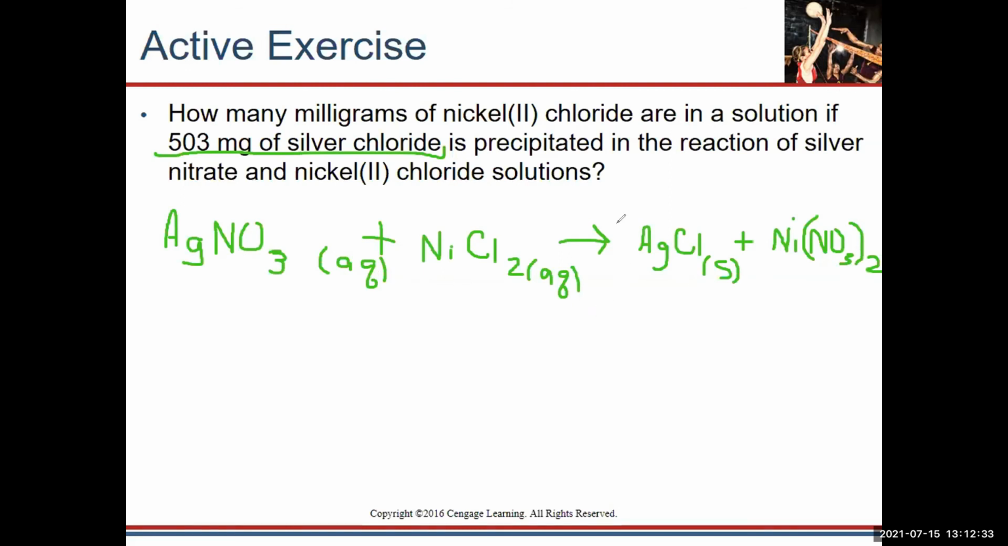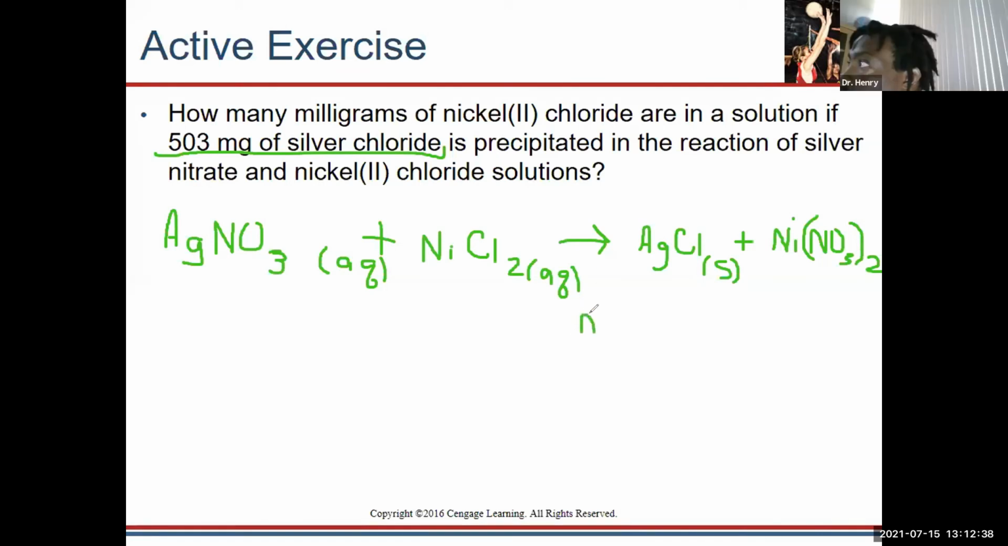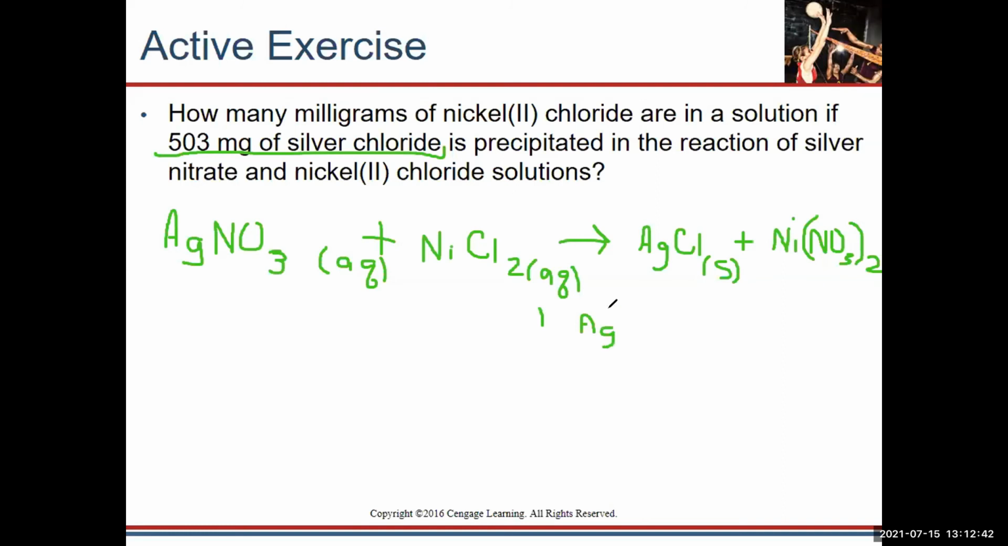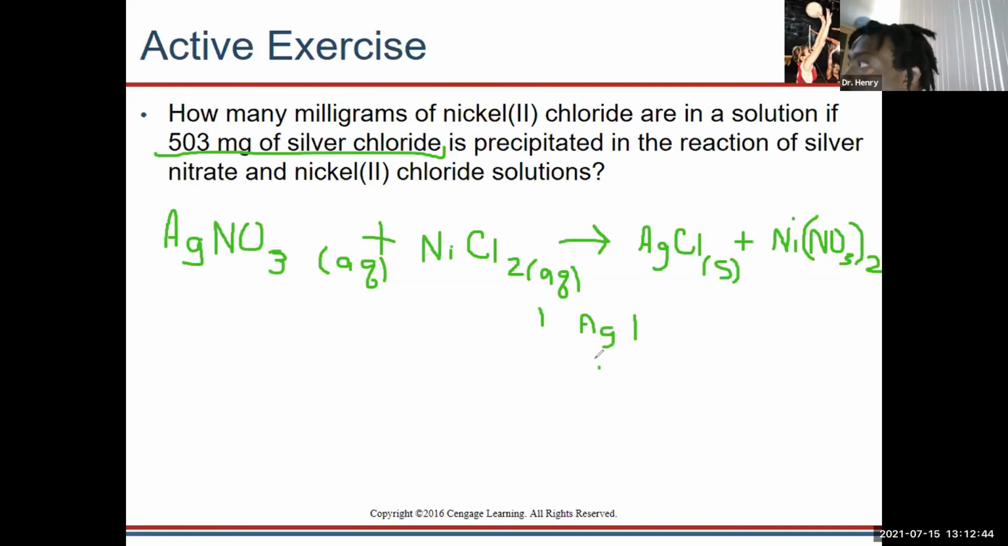DJ, what's up? So we have Ag. How many Ags do I have on each side? One on each side. Cl, how many do I have on each side?